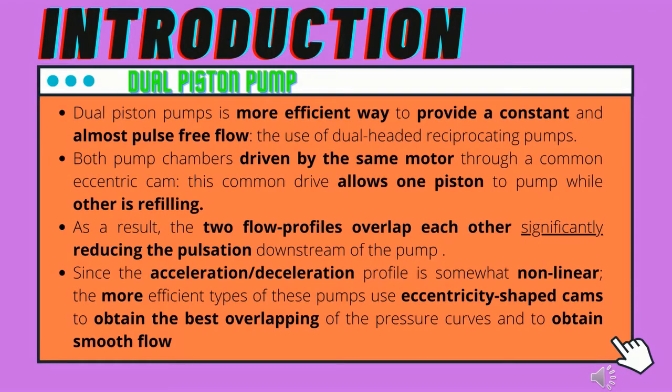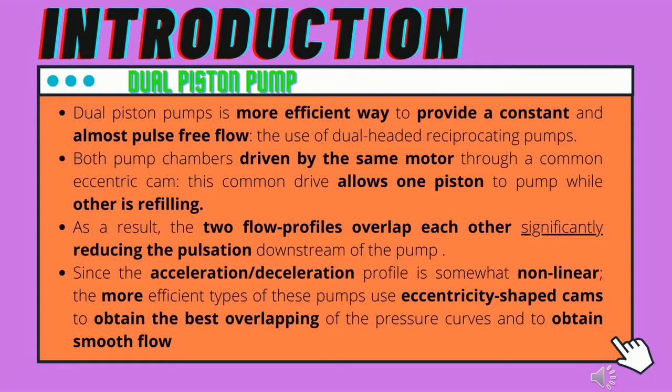Introduction. Dual piston pumps are a more efficient way to provide a constant and almost pulse-free flow. Both pump chambers are driven by the same motor through a common eccentric cam. This common drive allows one piston to pump while the other is refilling. As a result, the two flow profiles overlap each other significantly, reducing the pulsation downstream of the pump.